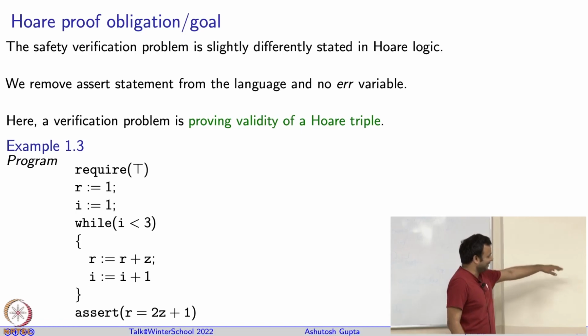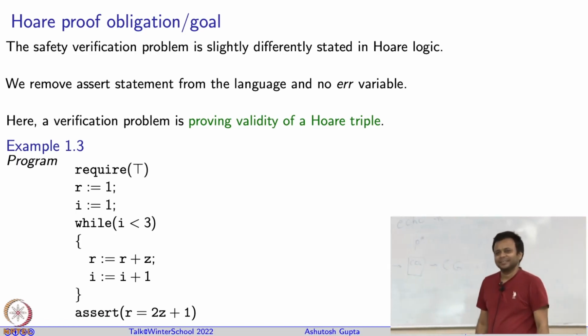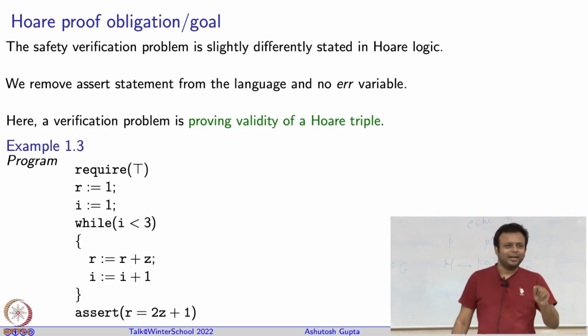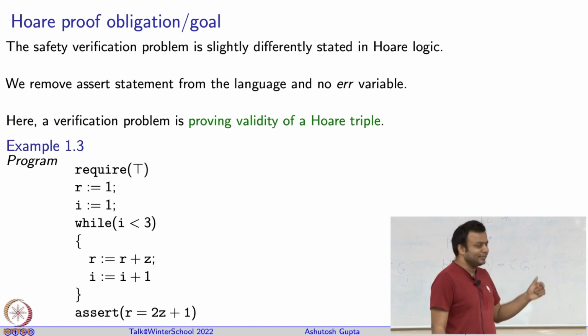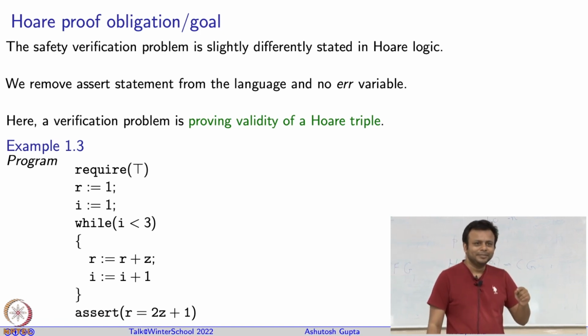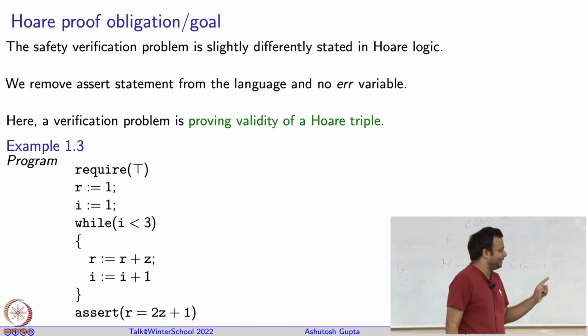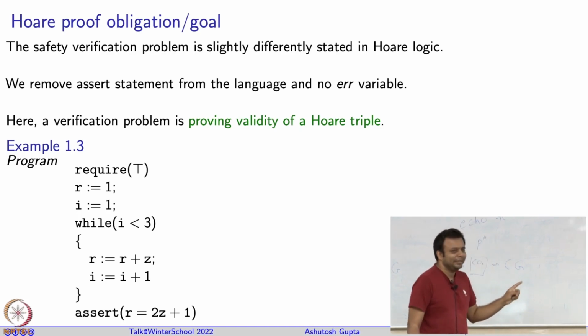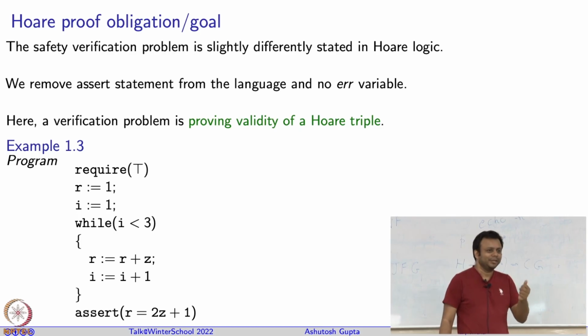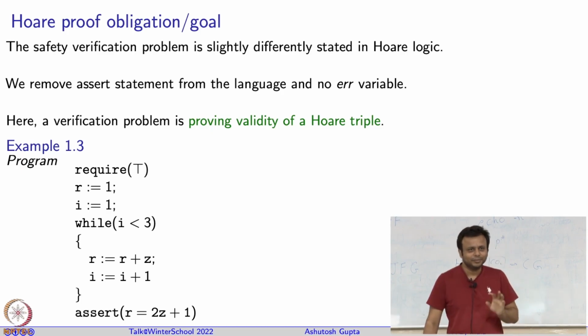So first focus on variable i. i is 1. Since i is less than 3, the loop executes one time. Then you execute one more time. By the third time, it won't execute, and then you exit. So this loop is executed 2 times, and z is being added to r 2 times. So it becomes 2z, right? And r starts with 1, so it will be 2z plus 1, right? So this program is correct.